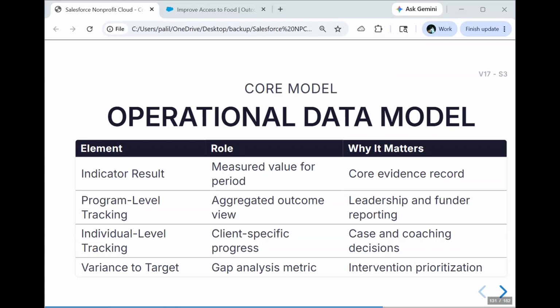Individual level tracking is the client-specific progress. That is what you look at when you need case and coaching decisions. Variance to target is the gap analytics metric. This is what you look at when you need intervention prioritization. If you remember one thing from this slide, remember that each object has a distinct job. Once that clicks, the rest of the module gets much easier.